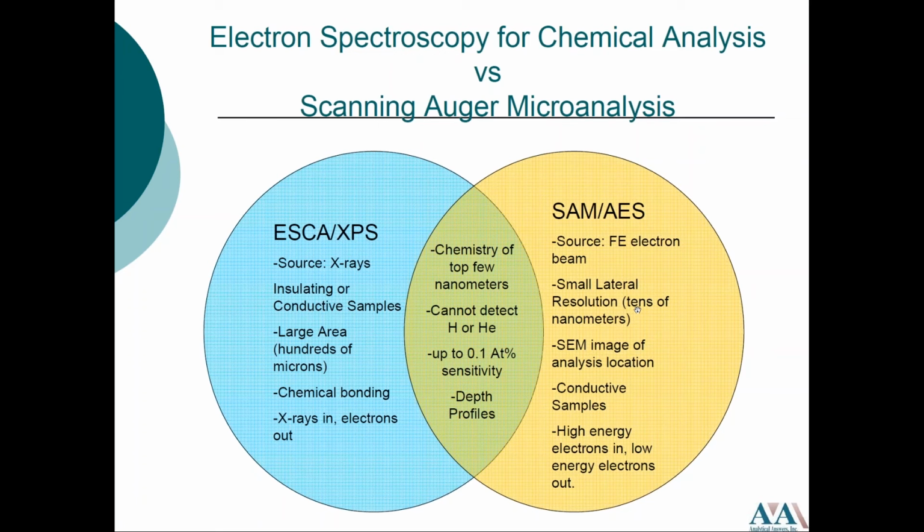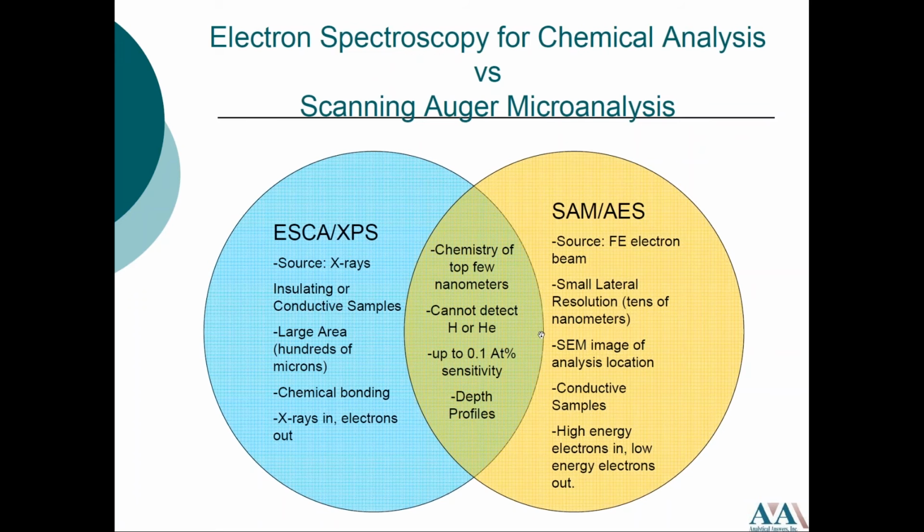They're similar because they both can analyze the chemistry of a sample, the top few nanometers. Neither can detect hydrogen or helium, and they have up to 0.1 atomic percent sensitivity, and they both can do depth profiles. Depth profiling is a way to understand your material as a function of depth. If you think about the book example I gave in the beginning, it's like analyzing the composition of the cover page, turning the page and analyzing the composition of the title page, and so on. And so you can really understand your sample as a function of depth by sputtering through or removing material and analyzing what's underneath. So now I'll begin with our first ESCA example.